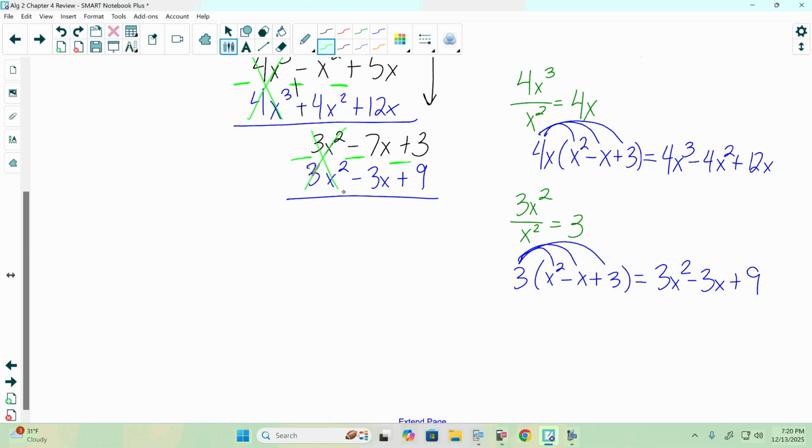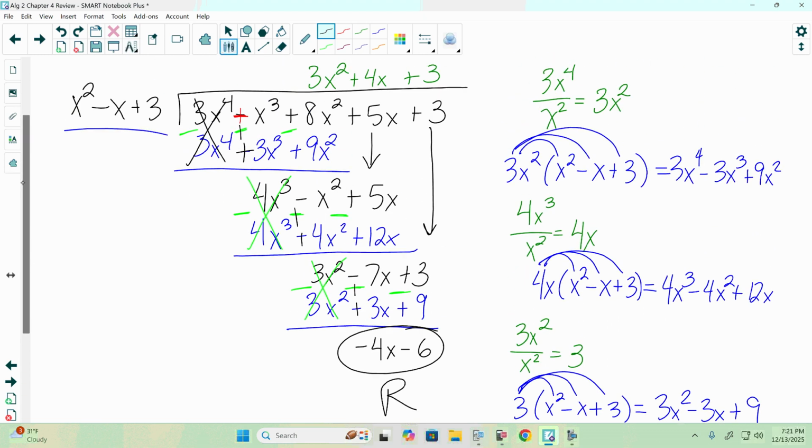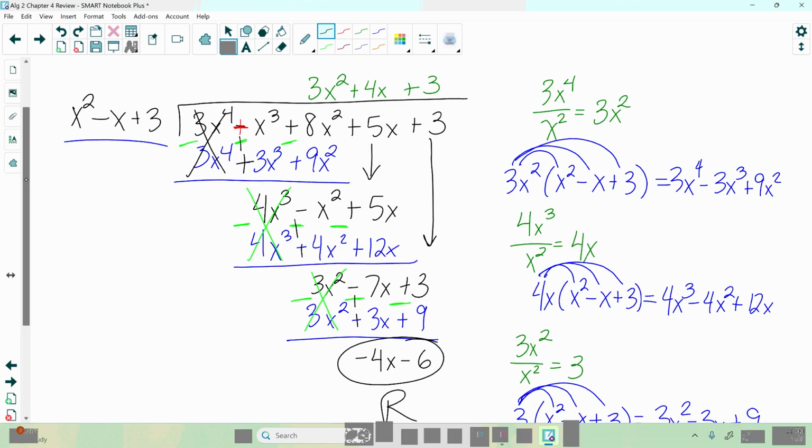3x squared minus 3x squared is 0. Negative 7x minus negative 3x, then negative makes a plus. Negative 7x plus 3x would be negative 4x. 3 minus 9 is negative 6. So I did this to show that we do have a remainder, show us one with a remainder, that's negative 4x minus 6. So we're going to add negative 4x minus 6 over x squared minus x plus 3. That's why I made that change.